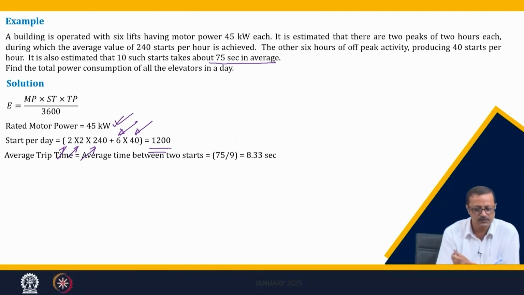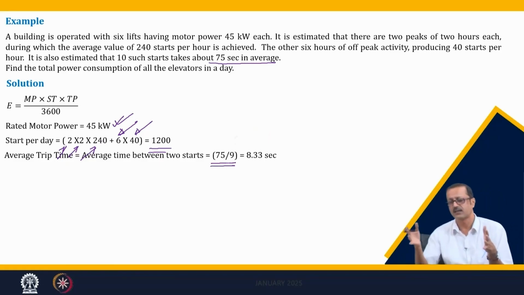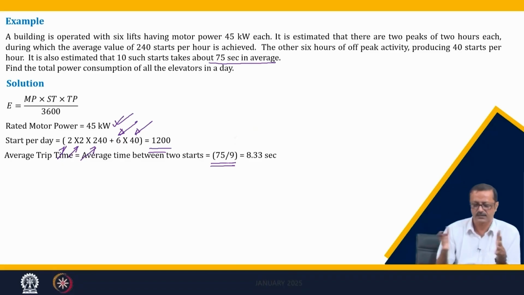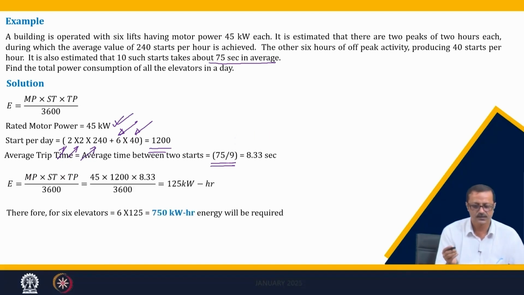So, I can find out the average trip time like 75 by 9, because why 9? Because if there are 10 such starts, there are 9 such trips, one minus. So, 8.33 seconds is the average trip time between 2 starts. So, this is now very easily I can calculate.